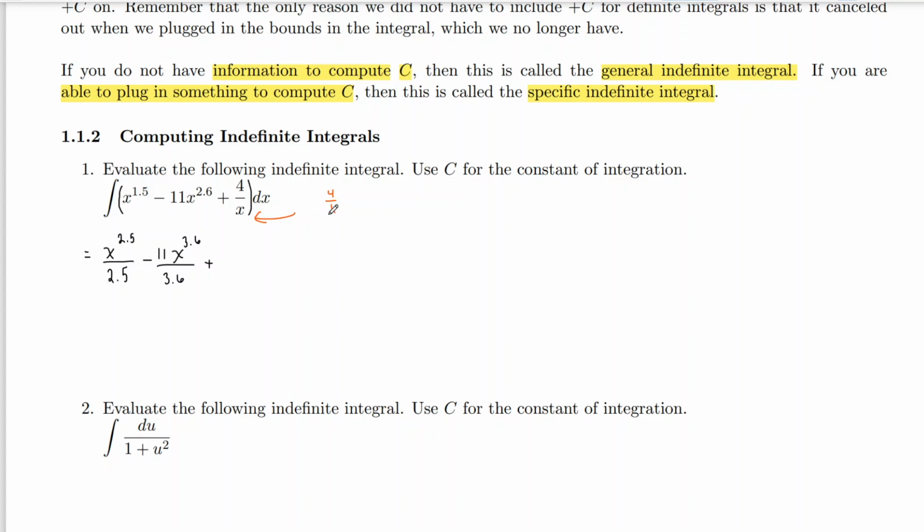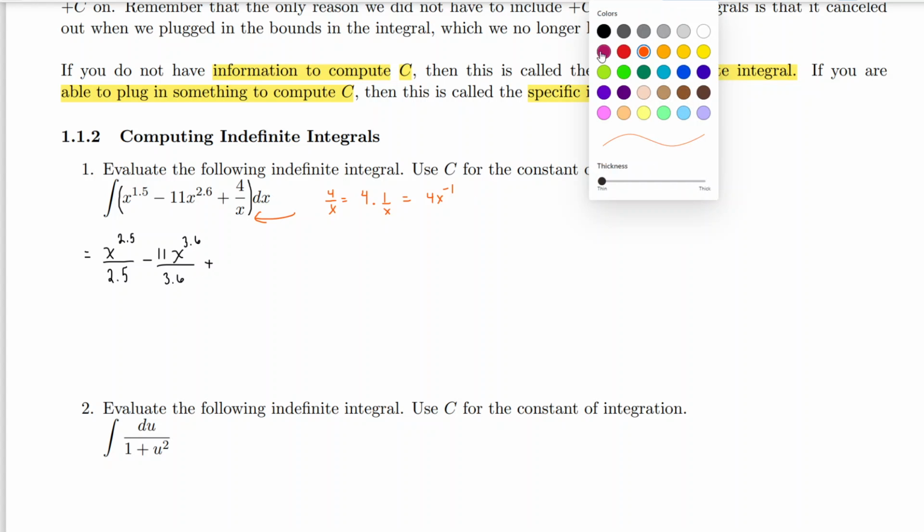So just kind of simplified on the side here, 4 over x equals 4 times 1 over x, or 4 times x to the negative 1 power. And we know that's the special power where it's not the power rule, because when we add 1 to the power anyway, we would get 0, and you can't divide by 0. It is the natural log.